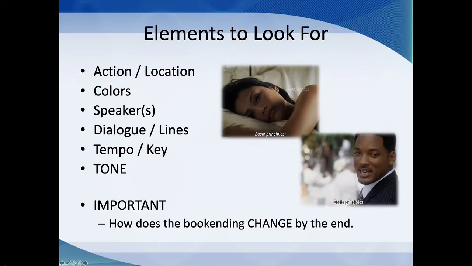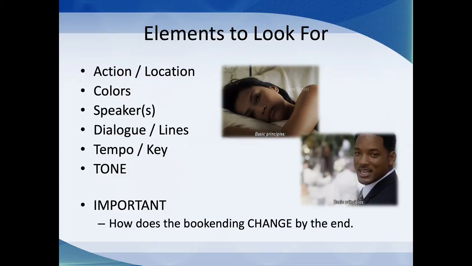What elements do we look for to see if bookending is in action? Well, look at that original opening to a text and then compare and contrast that to the same scene shown later. It could be action that is similar, or a location, like a character has started and ended the story in the same place. If it's a film, it could be colors. Perhaps it's very dark and dismal at the beginning, but by the end, that same scene has come back, but it is light and airy and positive.